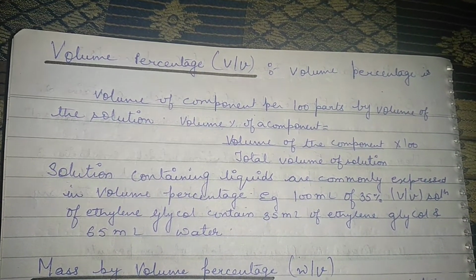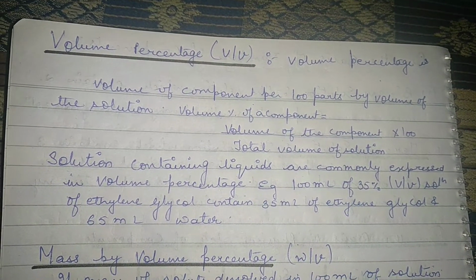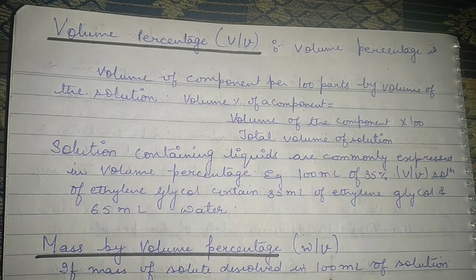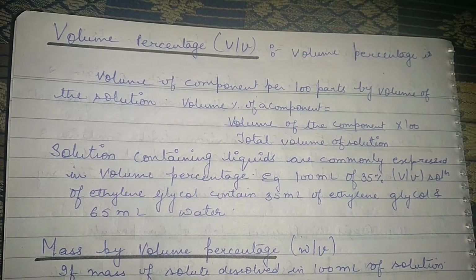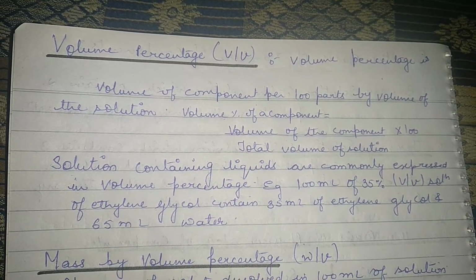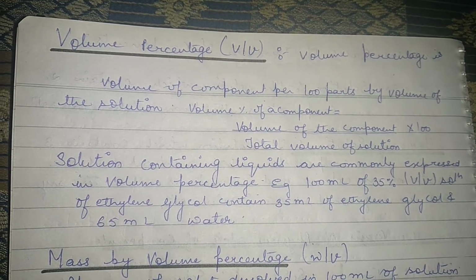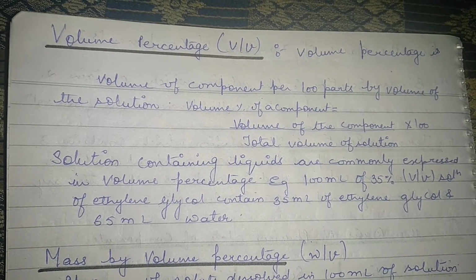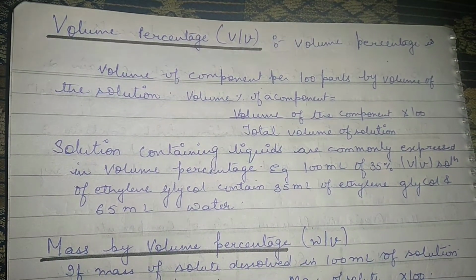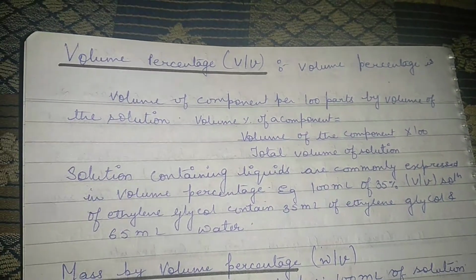Here I have given an example of 100 ml of 35% volume by volume solution of ethylene glycol, containing 35 ml of ethylene glycol and 65 ml of water. So here it is a good example where ethylene glycol is a solute which is dissolved in water. The quantity of ethylene glycol is 35 ml and the water is 65 ml. So the total volume would be 100, out of which 35 ml is ethylene glycol and 65 ml is the water solution. Okay.